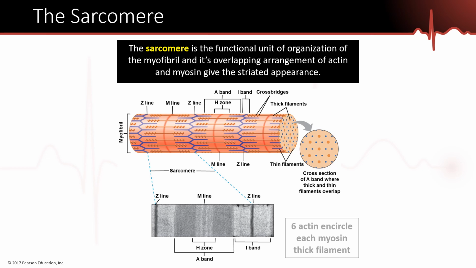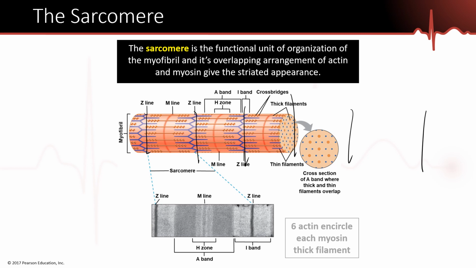Myofibrils are made up of repeating segments of what are called sarcomeres. Another way of saying that is myofibrils are made up of sarcomeres that just repeat over and over again down the length of the myofibril. What I always say is myofibrils are made up of repeating segments of sarcomeres. That is what a myofibril is ultimately made up of.